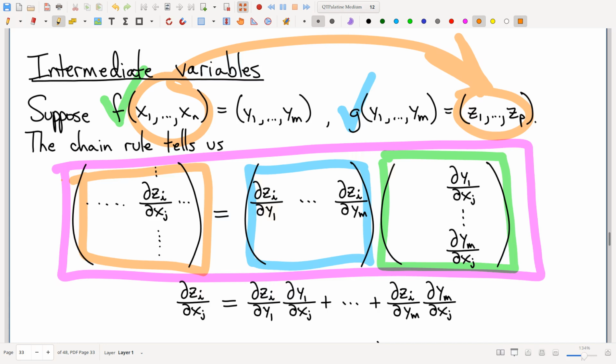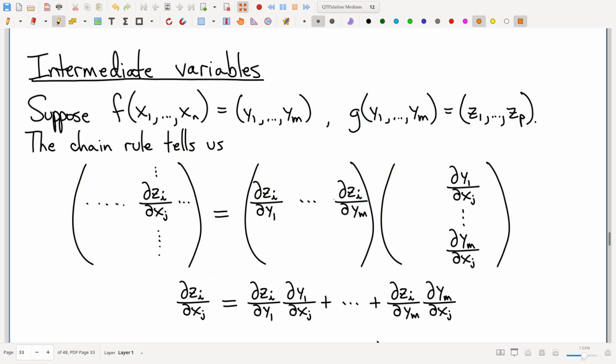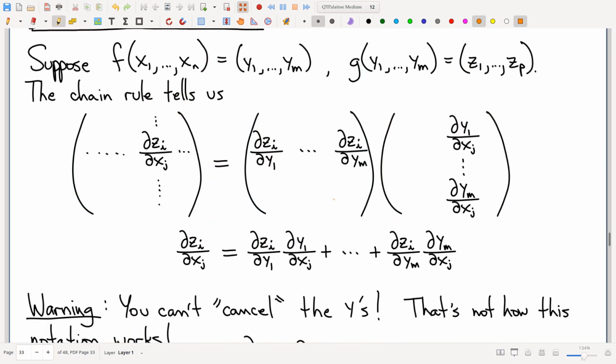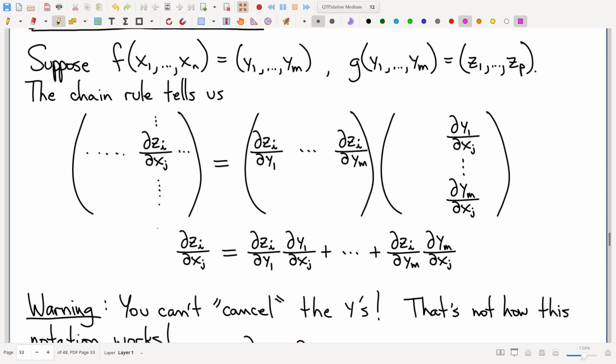Okay, so let's just address the straightforward question. Suppose that I don't need to know the entire derivative matrix. Suppose, and this is very often the case, all I really need is one particular element.